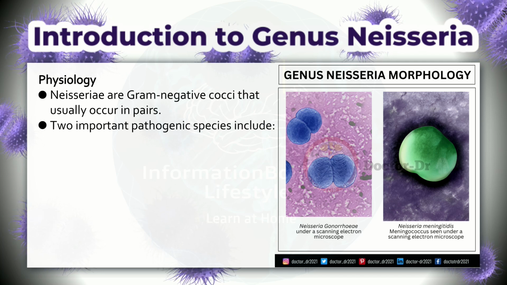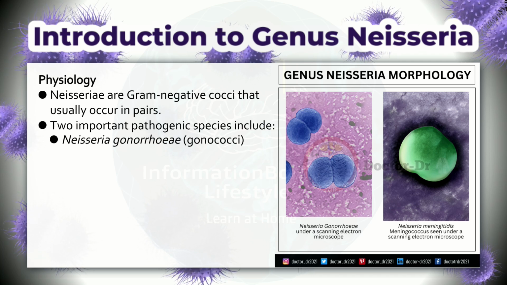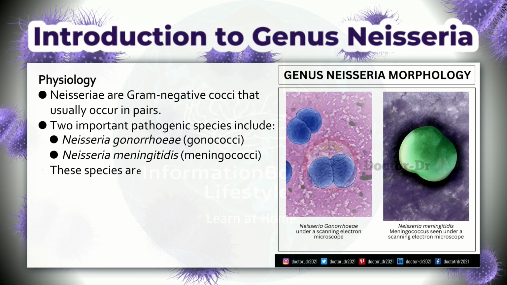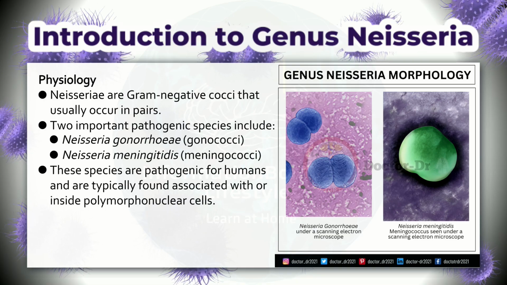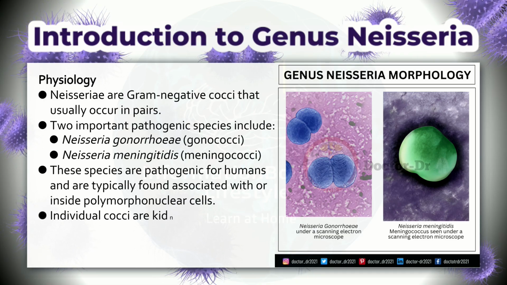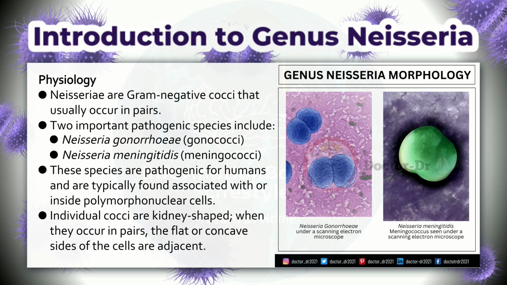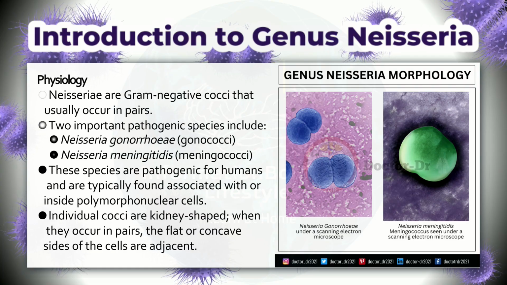Neisseria are gram-negative cocci that usually occur in pairs. Two important pathogenic species include Neisseria gonorrhoeae, gonococci, and Neisseria meningitidis, meningococci. These species are pathogenic for humans and are typically found associated with or inside polymorphonuclear cells. Individual cocci are kidney-shaped. When they occur in pairs, the flat or concave sides of the cells are adjacent.